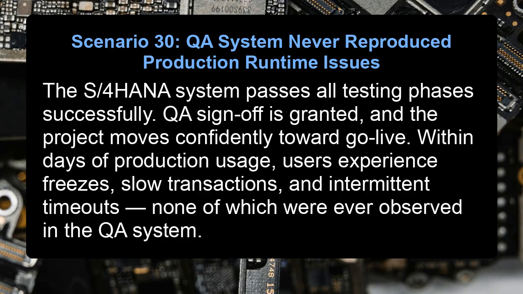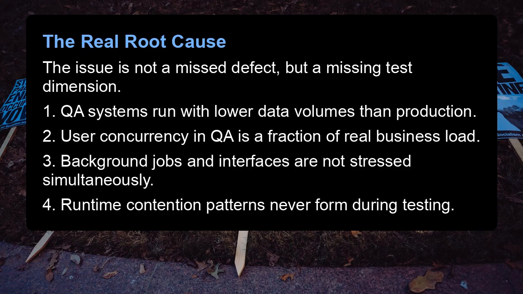Scenario 30. A system never reproduced production runtime issues. The S/4HANA system passes all testing phases successfully. A sign-off is granted, and the project moves confidently toward go live. Within days of production usage, users experience freezes, slow transactions, and intermittent timeouts, none of which were ever observed in the QA system. The real root cause. The issue is not a missed defect but a missing test dimension.